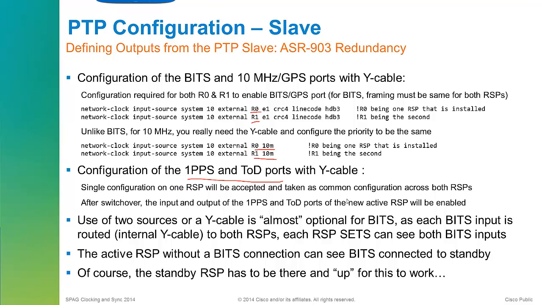As we say here, the two sources of a Y cable are almost optional for bits because you have this internal Y cable, and the sets can see both bits inputs. So even if you have an active standby without a bits connection, it can see the bits on the standby. Obviously the standby has to be up for that to work, otherwise you're in problems. So really to get full redundancy you need a Y cable for bits, but if you don't have it, it will still work, unless the actual standby processor is down.